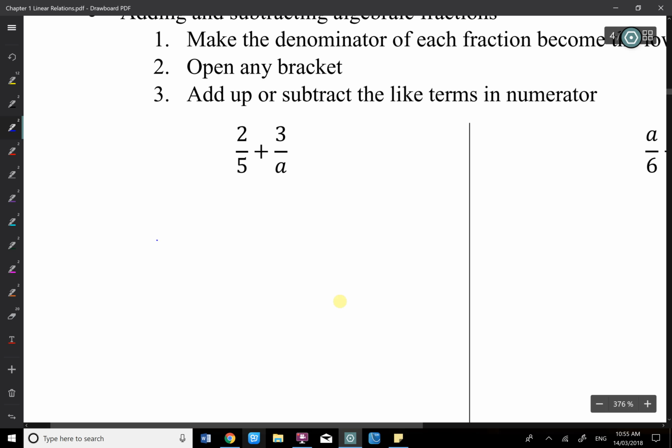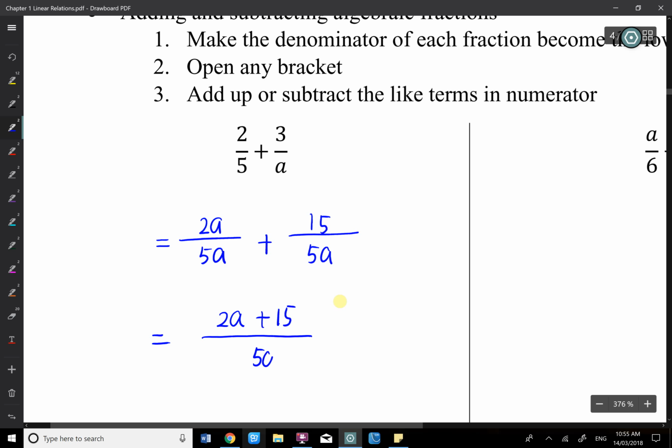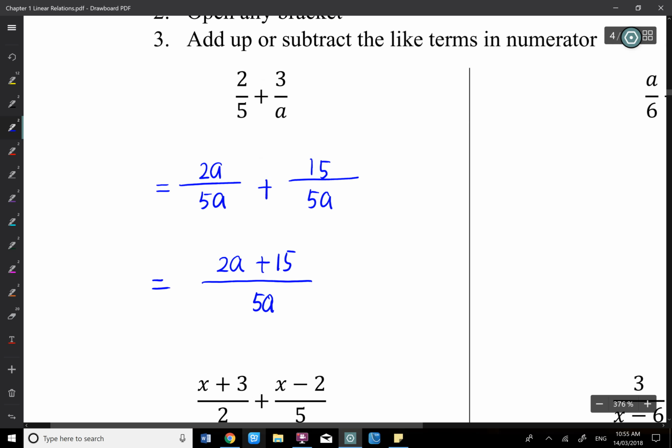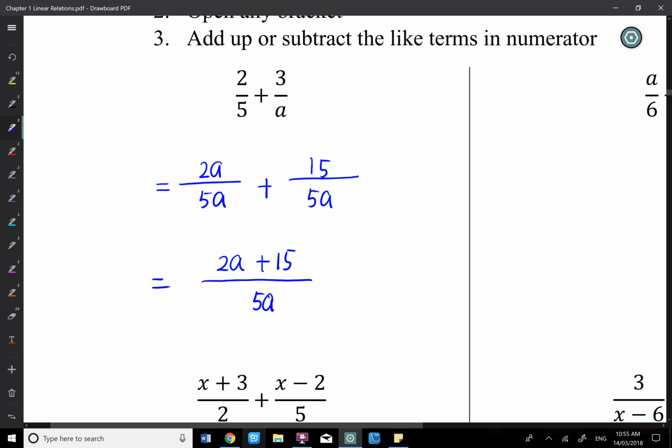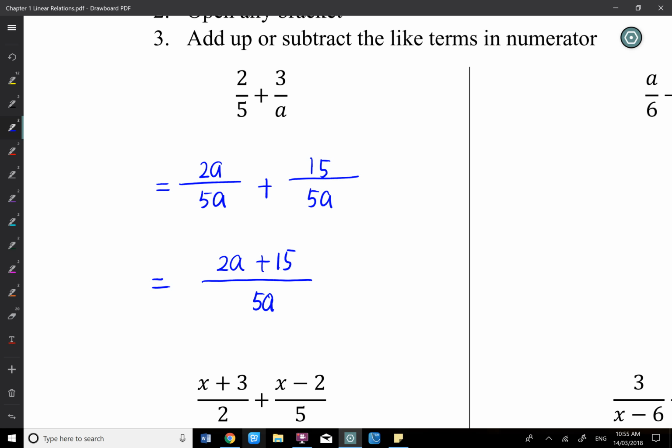5a. So the first one will become 2a over 5a because I will times a on top and bottom. Plus, I'll times 5 for the second one, so that becomes 15 over 5a. Then this will become 2a plus 15. And you keep the same denominator. You're not going to add the denominators. So it's 2a plus 15 over 5a.